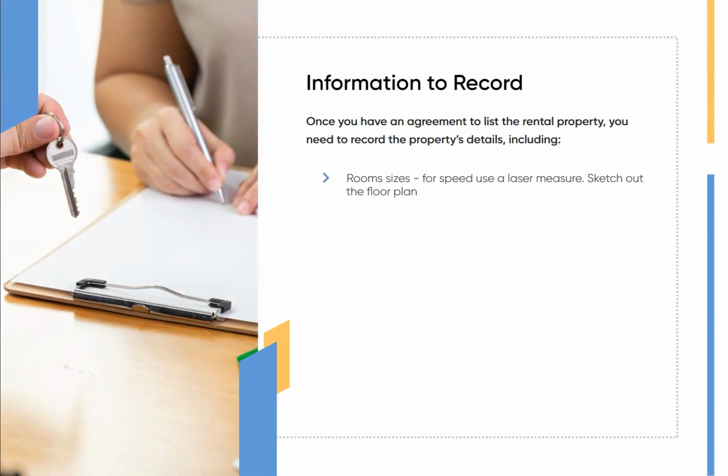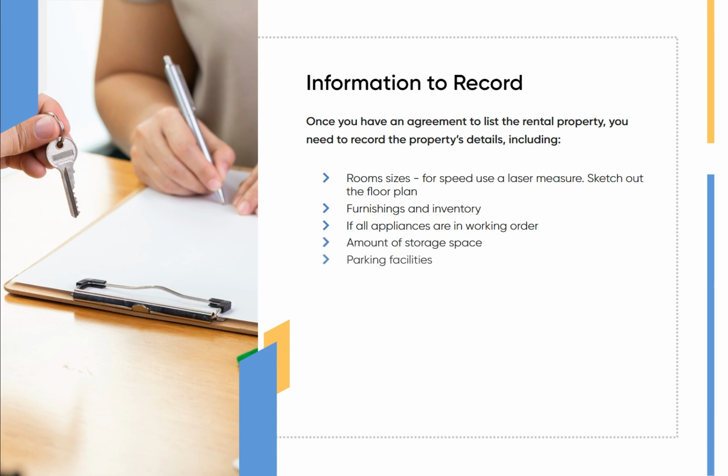Information to record. Once you have an agreement to list the rental property, you need to record the property's details, including room sizes. For speed, use a laser measure. Sketch out the floor plan.